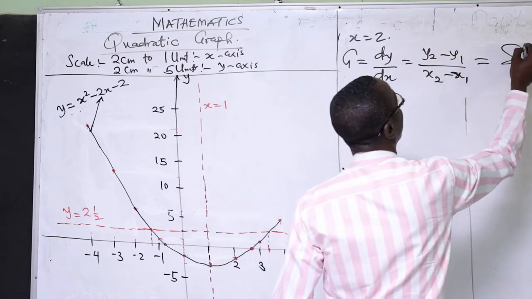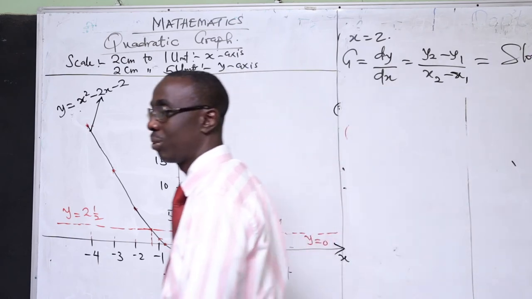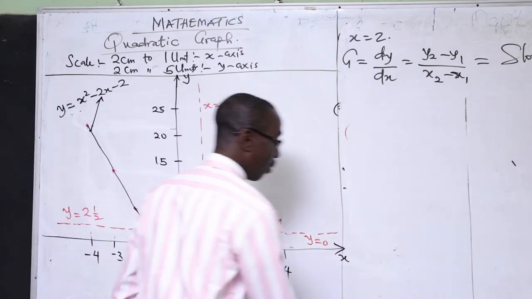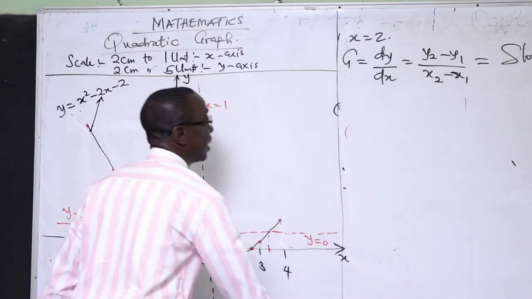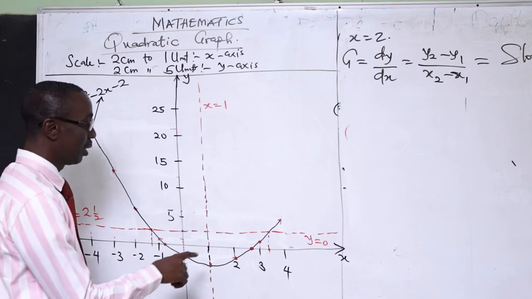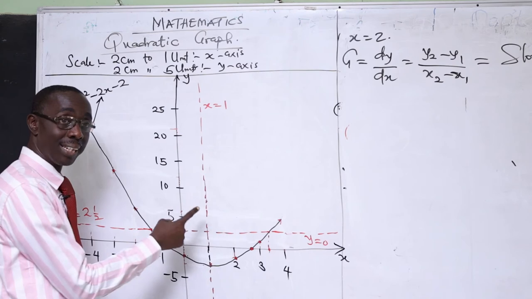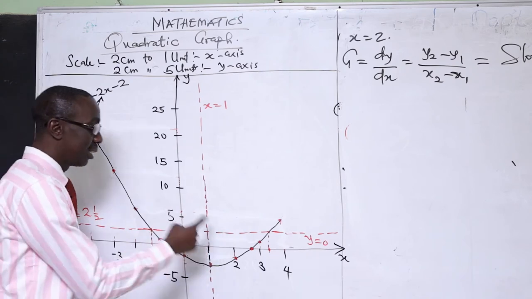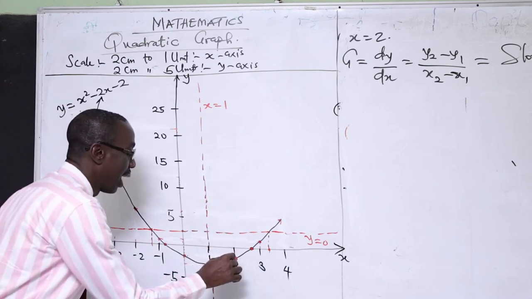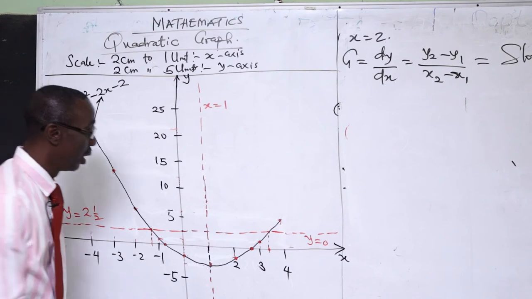Now, if that is what we are focusing on, that we want to get the gradient of this curve when x is equal to 2, the first thing you locate is where is x equal to 2? This is x equal to 2, right? Yes, sir. After locating x is equal to 2, put your ruler and trace it down to that point. So, I have the point already. I don't have to struggle. That point of x is equal to 2 is also on the curve. Then you must get a tangent to that point, x is equal to 2.